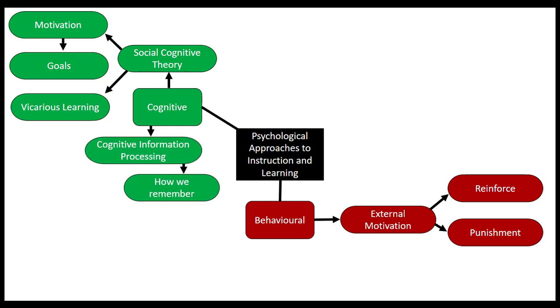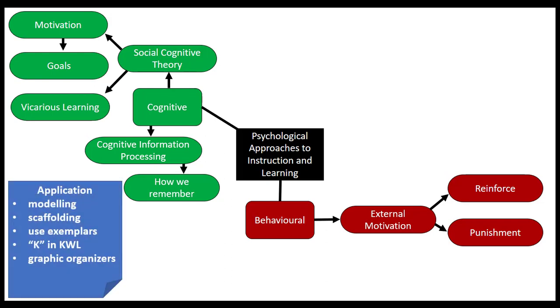And the final one is the cognitive information processing. What I really enjoyed about this one was how we get students to organize their thoughts so it goes from their working memory into long-term memory. So we could use graphic organizers, just a way to compartmentalize it so it actually is easier to remember. Here are, again, modeling, scaffolding, the use of exemplars, the K in the KWL, and graphic organizers.